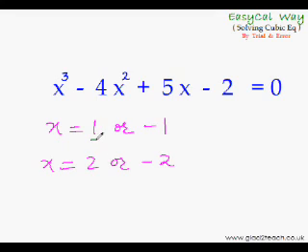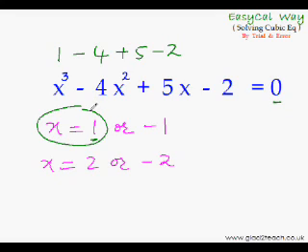So let's first check x equal to 1. 1 cube is 1. Minus 4 times 1 is minus 4 only. Plus 5 times 1 is plus 5. And this is minus 2. Now minus 2 minus 4 is minus 6, and plus 5 plus 1 is plus 6. So minus 6 plus 6 is 0. That means x equal to 1 is one of the roots.